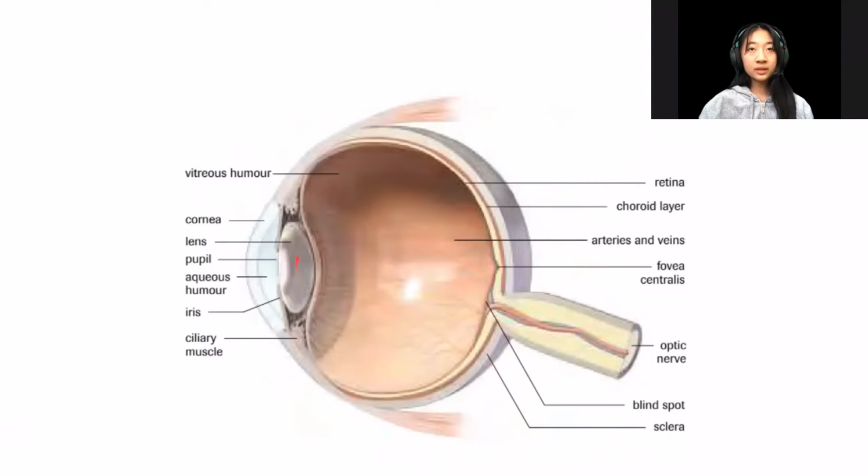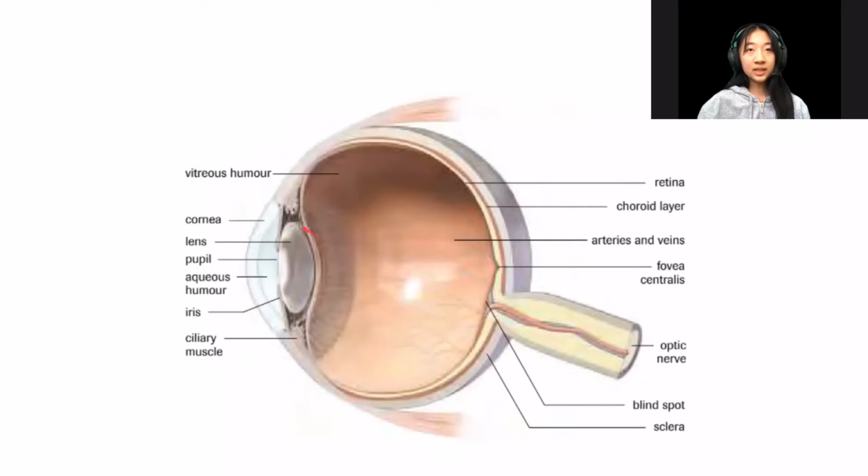And located directly behind the iris is the lens. And the lens can alter in shape with the help of ciliary muscles that are bound to the ligaments suspended from the dorsal and ventral ends of the lens. And the function of the lens is to focus the image onto the retina.